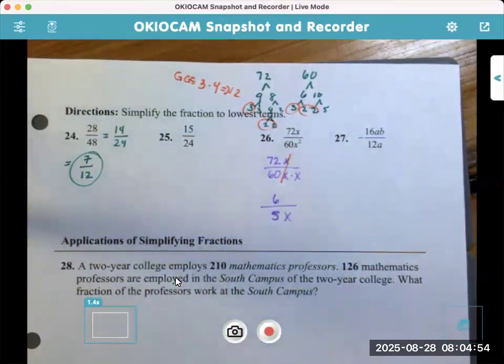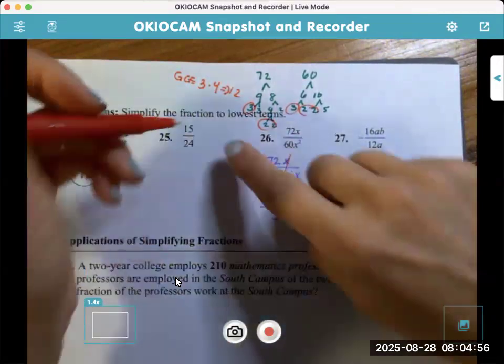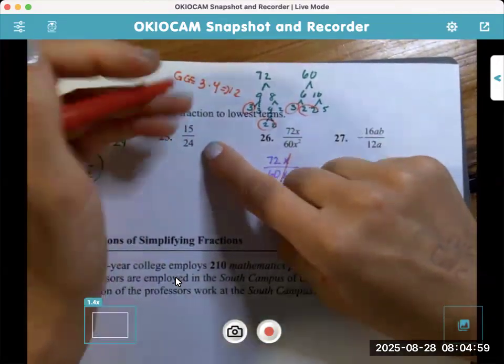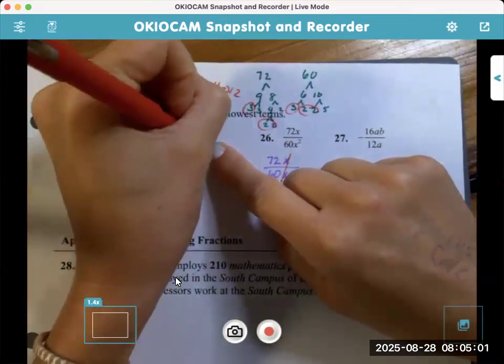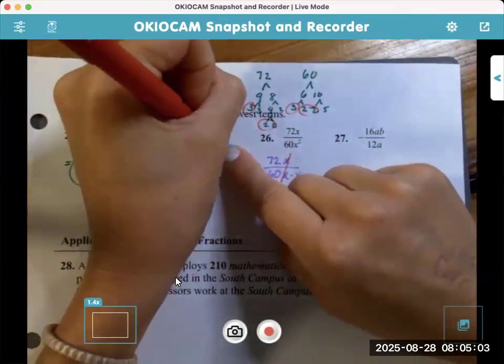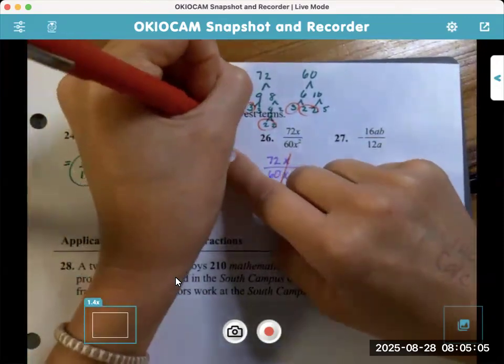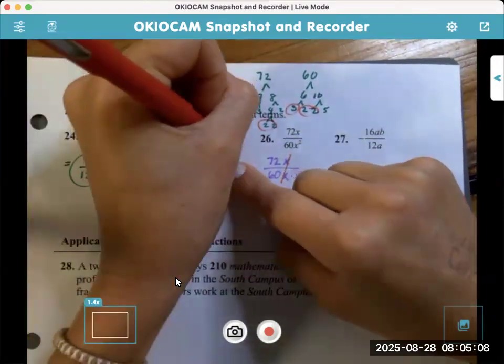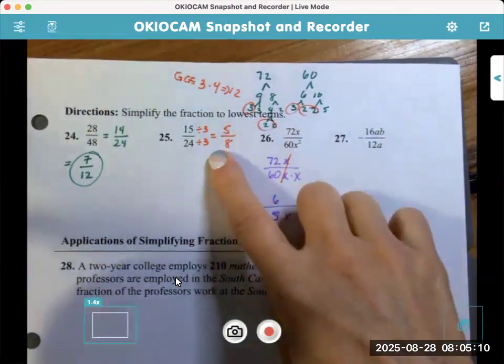15 over 24. Well, I know that a 3 can go into both of them. So let's say I divide this by 3, divide this by 3. Then 15 divided by 3 is 5. 24 divided by 3 is 8. That's 5/8.